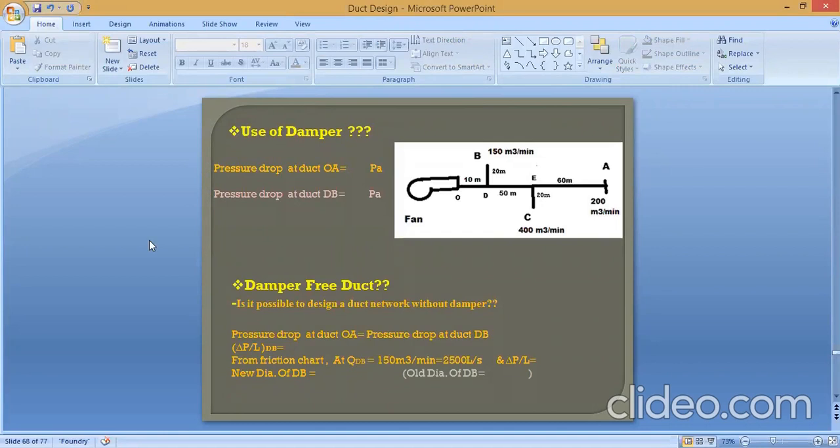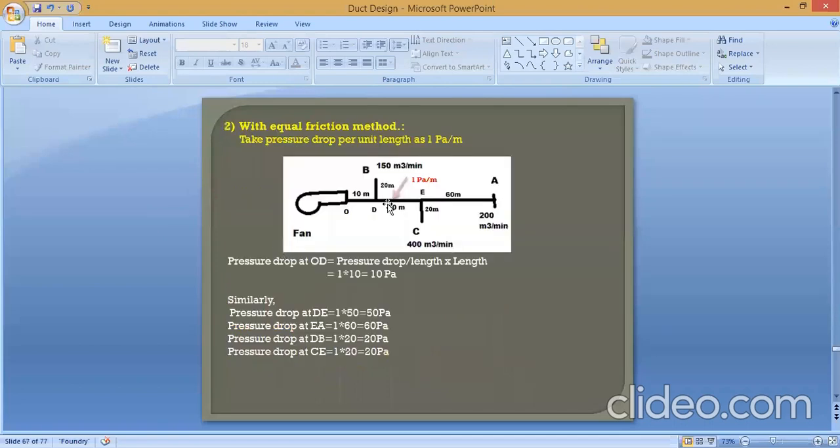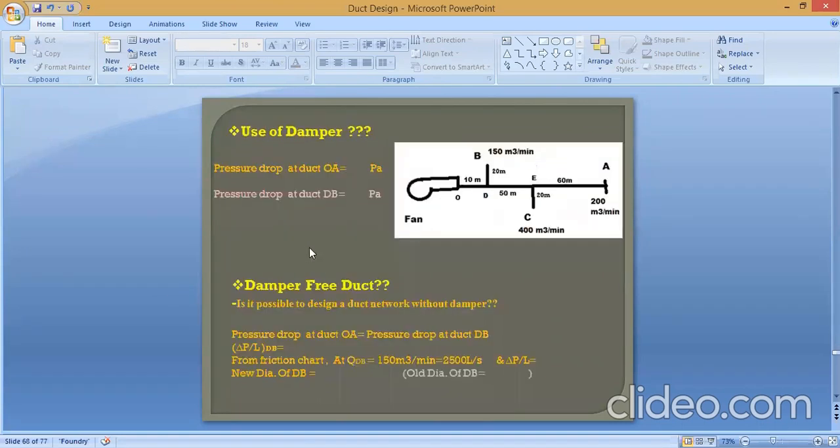So for example, I'll take again the value of pressure drop at the duct OA. So just go to the OA duct. I told you that OA is the index run. ODEA means you can also call it OA. So this O to A duct has total O to D 10 plus 50 plus 60, that is 120 pascal.